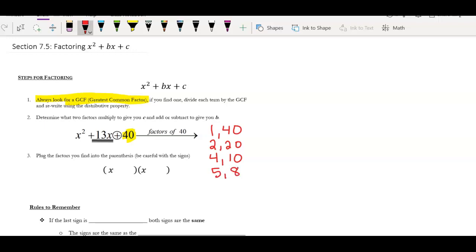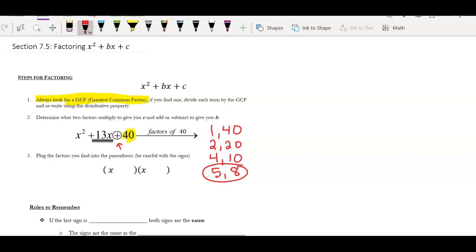If you go in order, you're less likely to miss them, and you know that you're done when you have two numbers close to each other. The only other numbers left that I haven't gone through are 6 and 7, and neither of those go into 40. So I know that these are my factors. Next, I'm going to see which ones add or subtract, based on what that sign is, to give you the middle number. So since I'm adding, my numbers that add to give me 13 are 5 and 8.